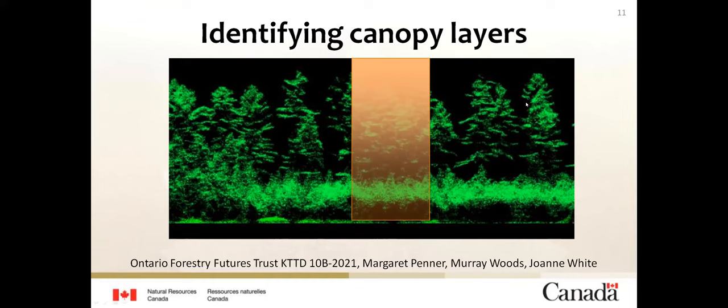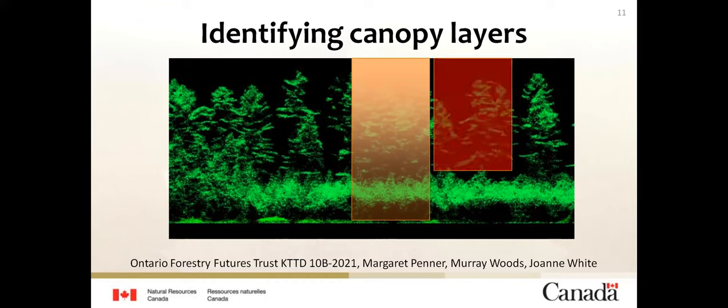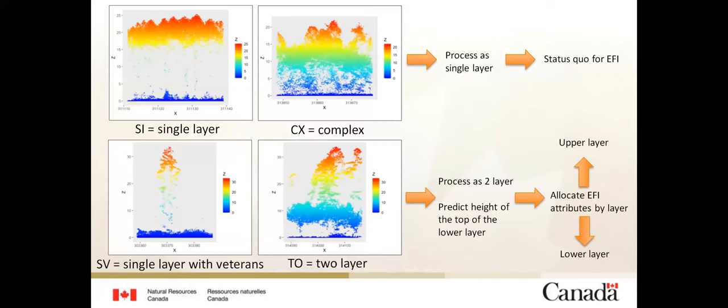And so if we are interested in only knowing where's the volume in that upper canopy layer, or what's the volume in the lower canopy layer, conventionally, we can't do that with an area-based estimate unless we find a way to separate those two and predict them independently, or allocate the prediction correctly to those two layers. And that's what this project is about. So this is a KTD project that's being led by Dr. Margaret Penner. We're also doing this work at Petawawa.